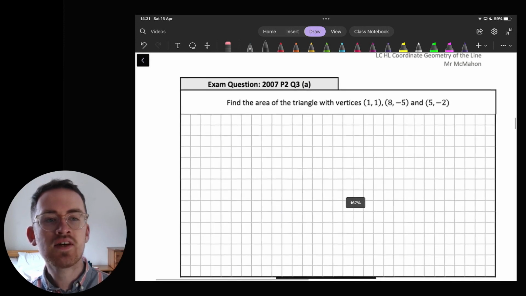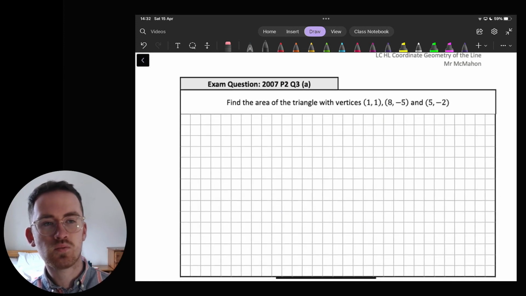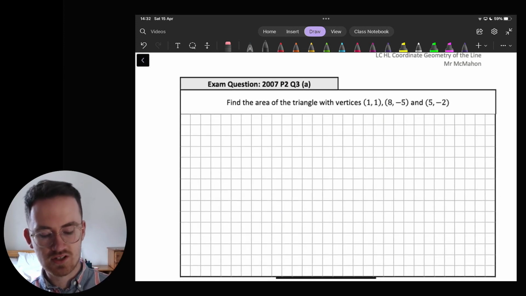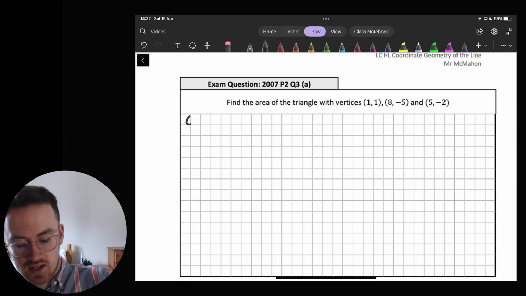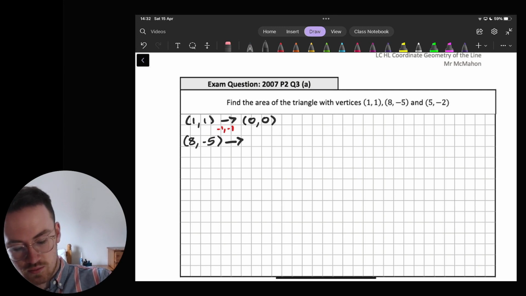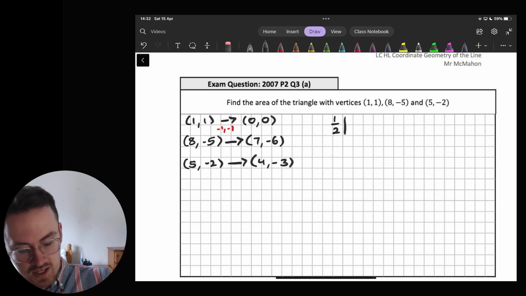The first one says, find the area of the triangle with vertices 1, 1, 8, minus 5, and 5, minus 2. So the same idea applies really. We'll take the point 1, 1, and move that one to the origin, which means doing -1, -1. We'll apply that same thing then to the other points. So taking away 1 from both of them gives me 7, minus 6. And then 5, minus 2 will become 4, minus 3. Then I'm just using my formula.